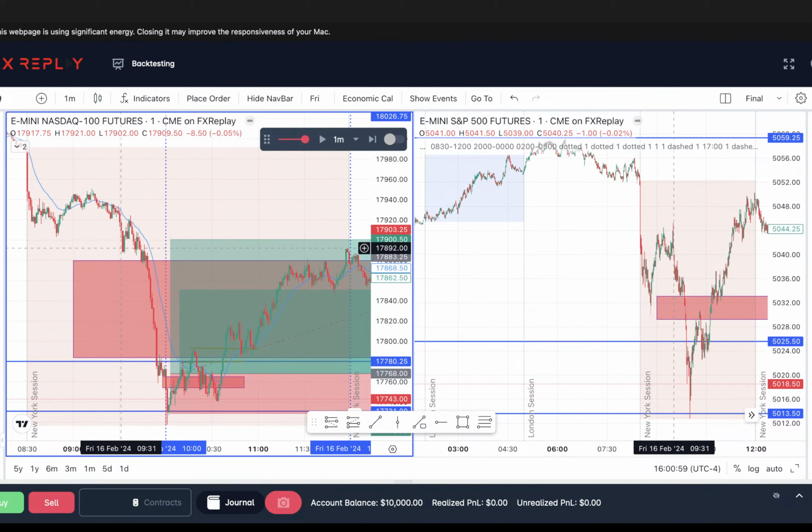It could continue down here. It could just swept this in reverse. Like it's just too many small things in here, but I know a lot of people trade them.